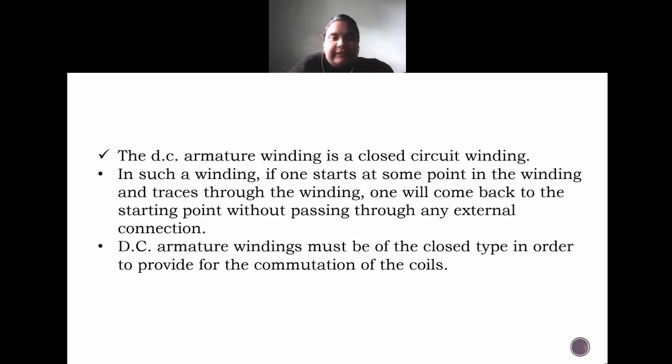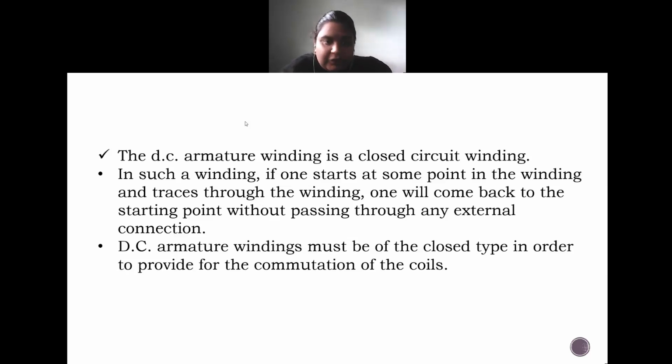So we will not have any other path. We will make sure that if you start at one point and trace the connections, you will come back to the starting point without passing through any external connection. DC armature windings must be of closed type in order to provide for the commutation of the coils. So for commutation purposes, we need to make sure that our armature winding is a closed circuit winding.